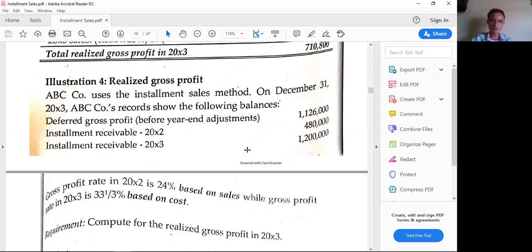Next, illustration 4. For illustration 4, we are going to compute still the realized gross profit in 20x3. Now, by the question alone, we can already determine that what we are going to obtain would be the collections times the rate. The rate is gross profit rate.